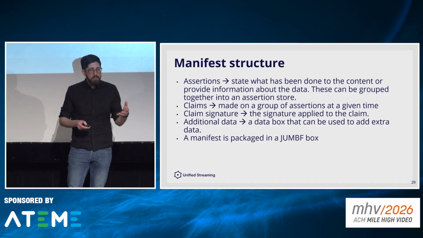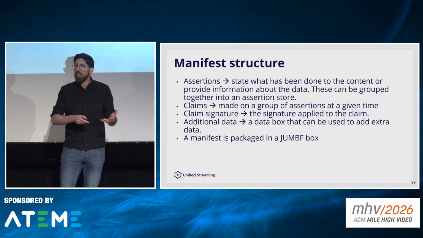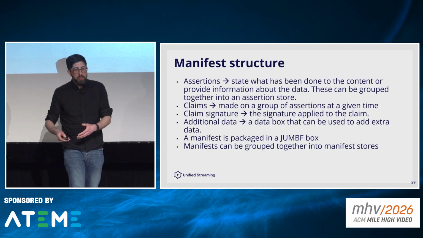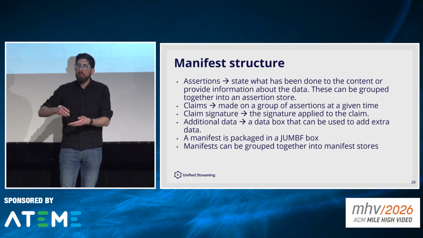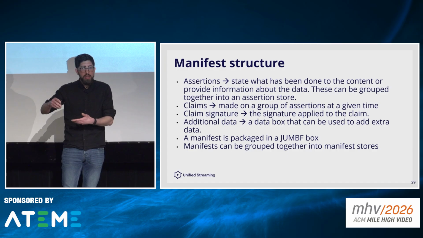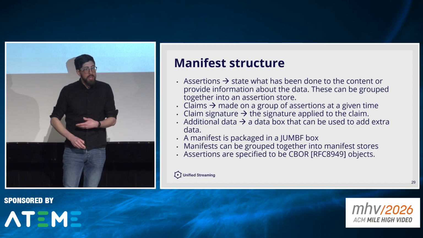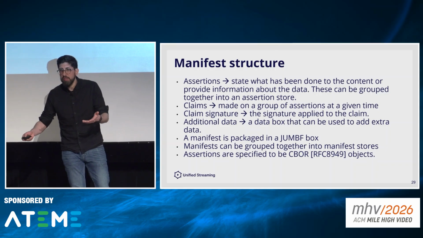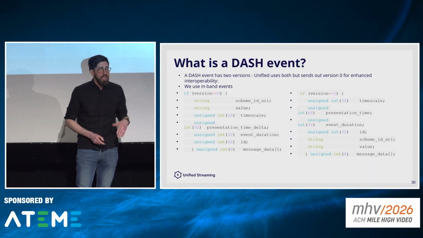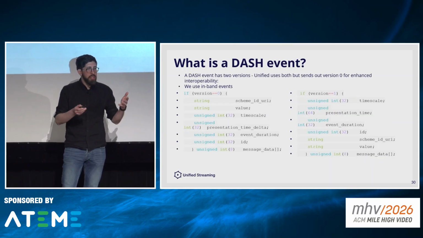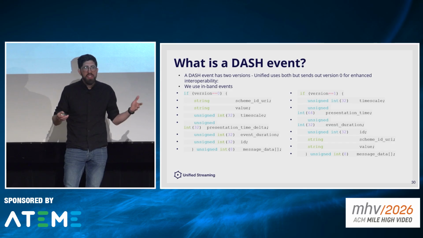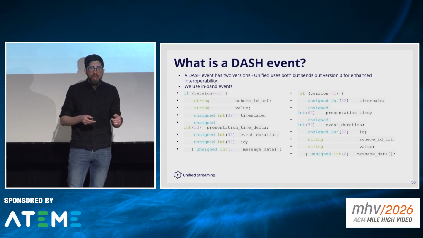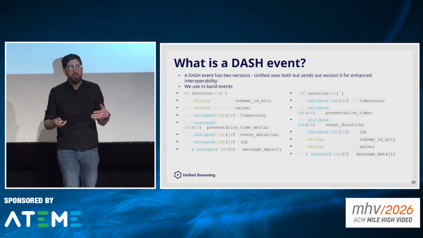Important that the C2PA manifests are packaged in JUMBF boxes. Manifests can be grouped into manifest stores, so you can have multiple manifests in one single JUMBF box. And finally, assertions are specified to be CBOR objects. So, like I say, this is a really brief overview of what is a DASH event. Our focus is in using in-band events, and for backwards compatibility, we use version 0.